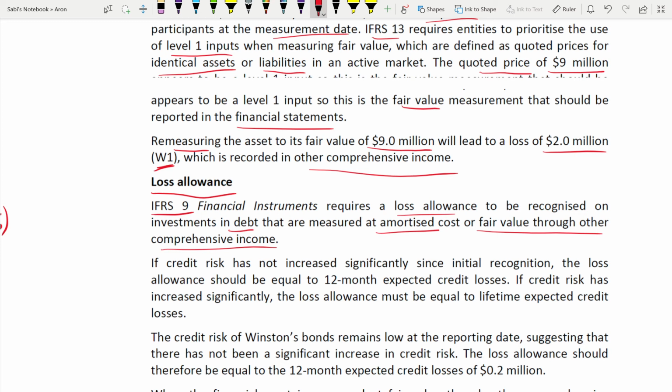Understood? Okay. That's the thing I wanted to tell you. There's no allowance for that. Only for these two. If it is measured at amortized cost or fair value through other comprehensive income. So always you have to see whether debt instruments are measured at fair value through other comprehensive income. If yes, impair. Amortized cost, if yes, impair. If it is profit and loss, no, you cannot impair it. No impairment comes. No loss allowance comes for that. Remember this.